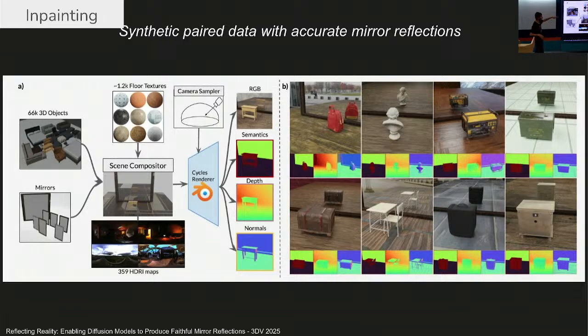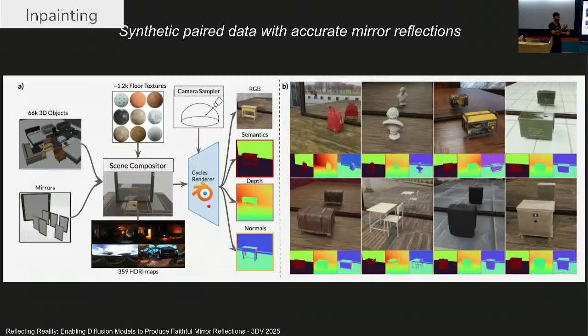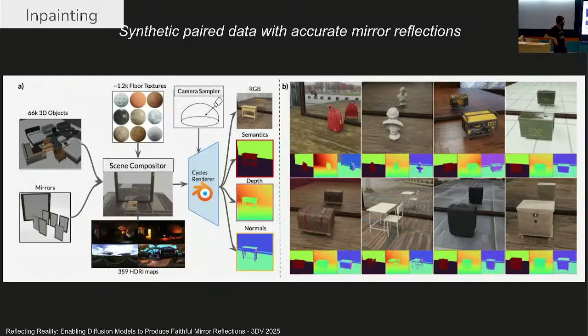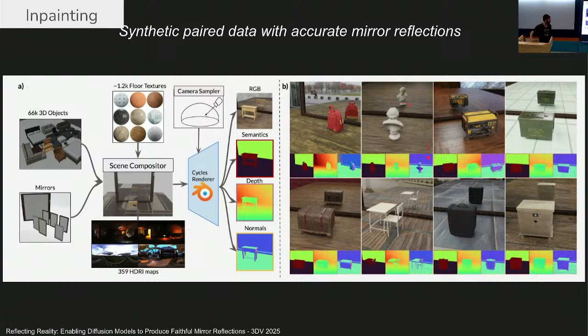We pass all of them through Blender. It requires a lot of engineering, such as how to place the objects and the mirrors so that there is consistent reflection, where to place the camera, lighting, and so on. Finally, your renderer gives you RGB, semantic map, depth, and normal maps. Because it's a full 3D simulator, you can extract whatever 3D properties you want, so we extracted depth and normals as well. These are some examples from the dataset: a bag reflection, a human reflection, a statue reflection, and so on.